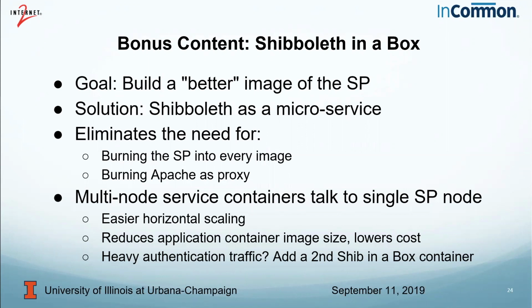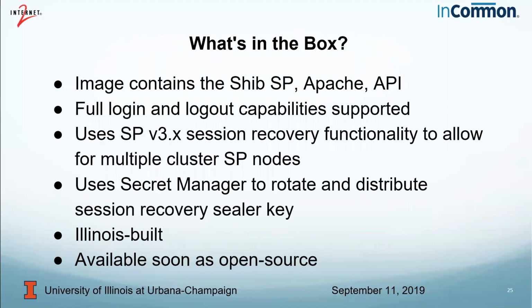Horizontal scaling: you've got a busy application, it's got lots of nodes, but the authentication isn't amounting to a lot of that traffic. Well, that's fine. You just need maybe one Shib in a box node in front of all those application nodes. Or maybe your authentication traffic starts to pick up, so you can deploy a second Shib in a box node as well. This reduces, obviously, the container size, since you're not putting Apache and Shib in all those images, and it lowers your cost. So what's in the box?